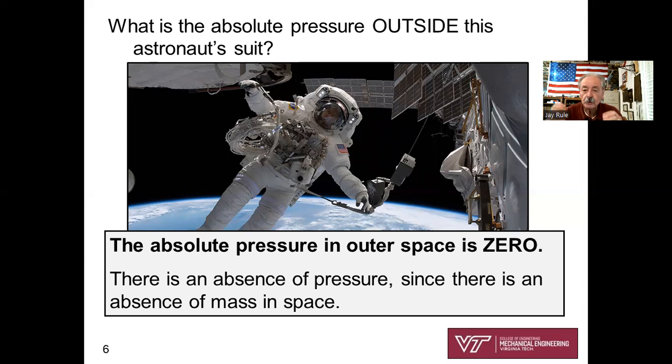So now you've got 2 things. You've got 0 absolute pressure. You have a feel for that. And you have 14.7 psi absolute around here on Earth, around just about everywhere on Earth, around 14.7 psia.